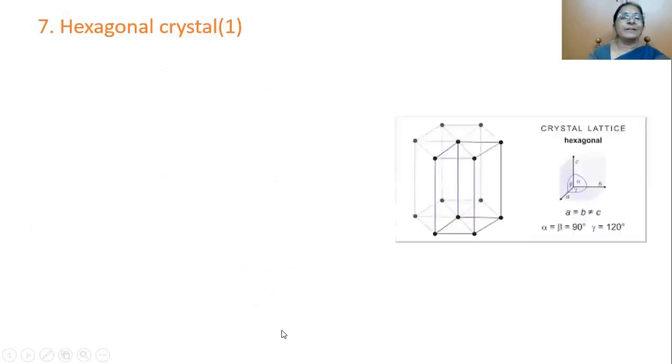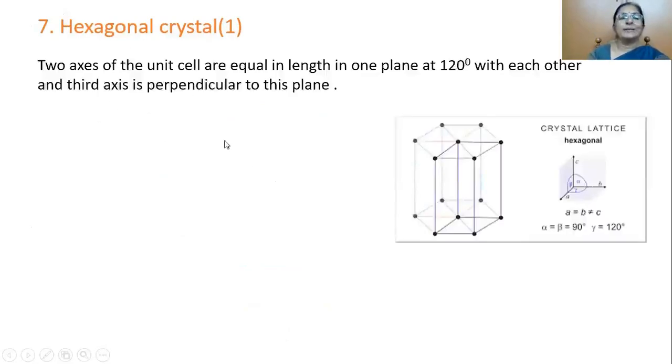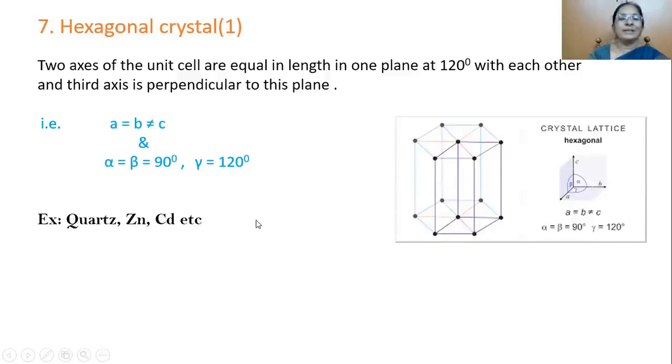The seventh type of crystal is hexagonal crystal. Two axes of the unit cell are equal in length in one plane at 120 degrees with each other, and the third axis is perpendicular to this plane. This is called hexagonal crystal. Suppose you take the XY axes along this direction, you find that A is equal to B but not equal to C, and alpha and beta will be 90 degrees and gamma will be 120 degrees. This is what is called hexagonal crystal. Examples for this are quartz, zinc and cadmium, etc.